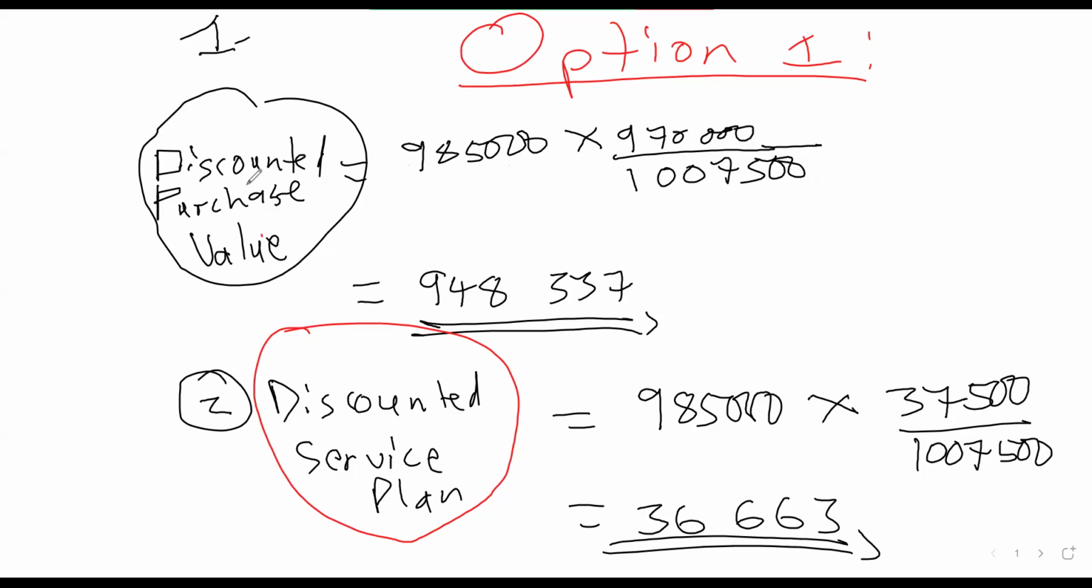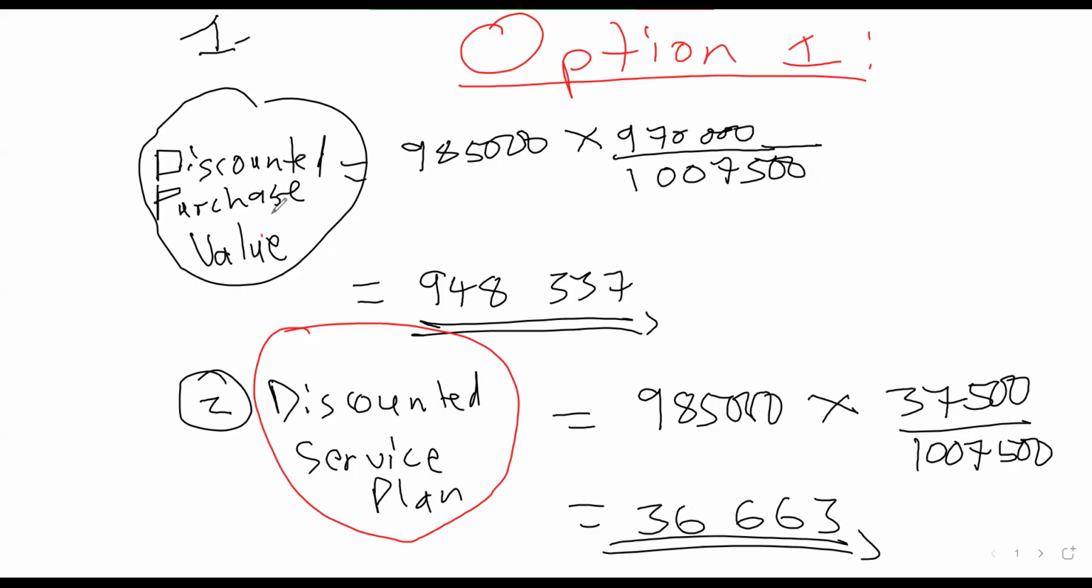And that will give you the discounted purchase value to be 948,337. All right, so that was for the purchase value component. Then for the service plan component, you take again the same discounted price, which was paid by S4G Limited, multiplied by the service plan, which is not discounted, divided by the total value of both the service plan and, of course, the purchase value before the discount. And then when you do that calculation, it will give you the discounted value of the service plan to be 36,663. That's one easy way or quickest way to calculate these discounted values.